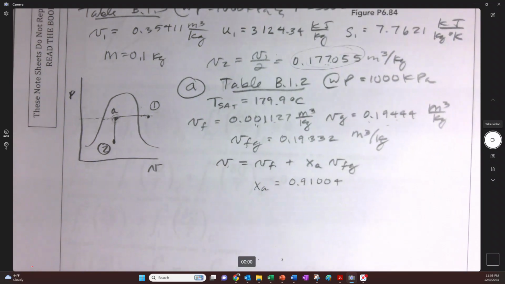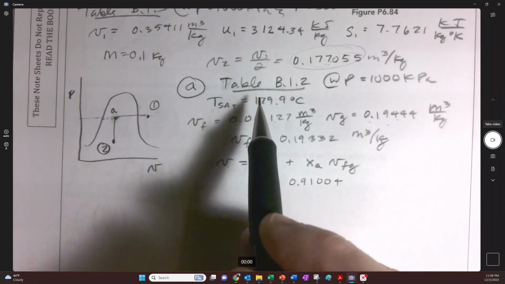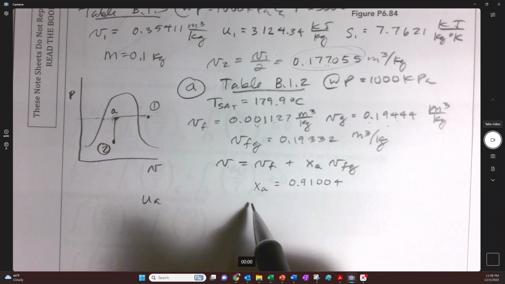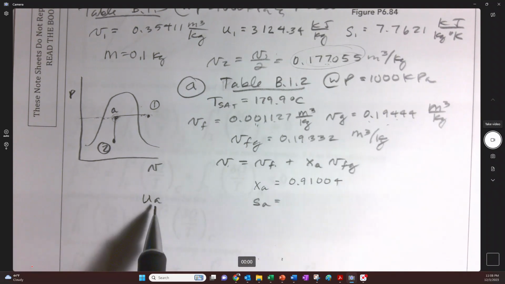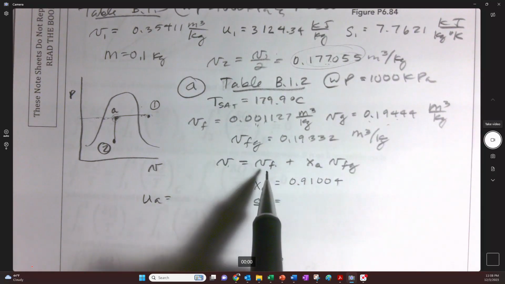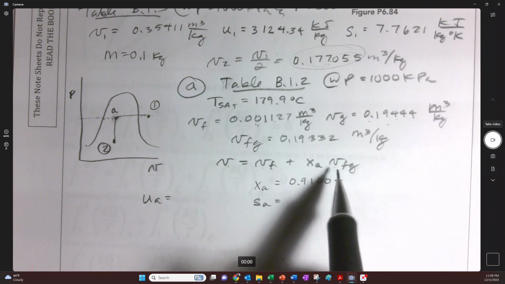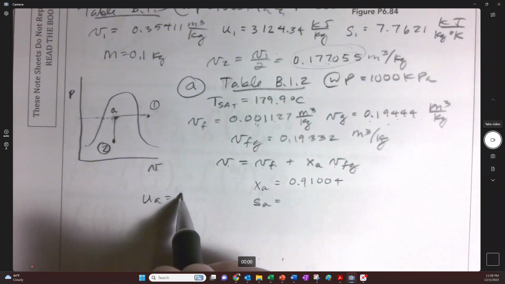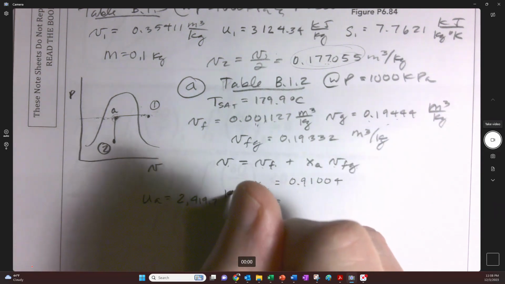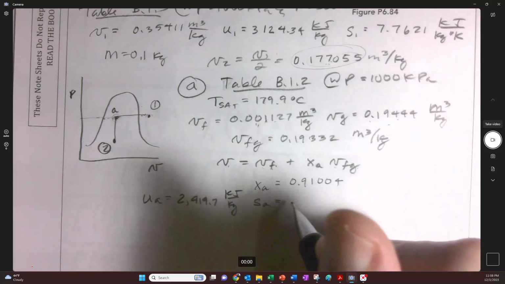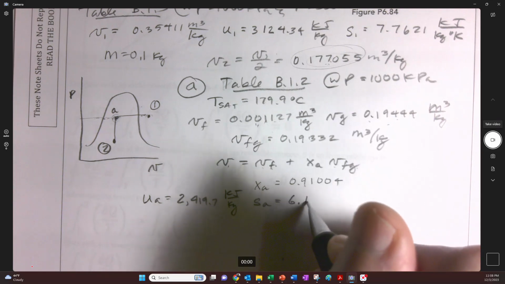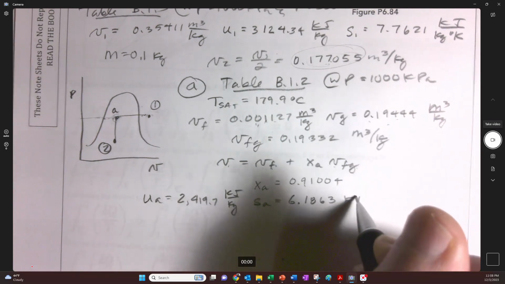All right, but now while we're here, let's go ahead and get UA and SA. I'm not going to write out the equations all the way through because I'm getting tired, but we can find the UF and the UFG and use that XA, and we can find out what this value is, 2,419.7. If I just lost you by that step, please come tell me. I'll do it for you. It's you and me. We'll walk through it.